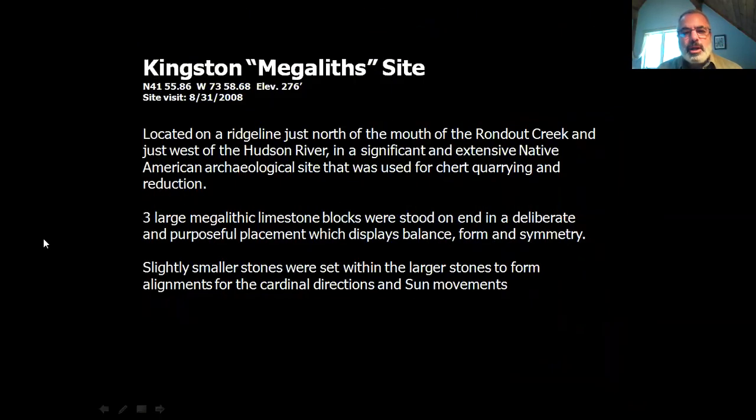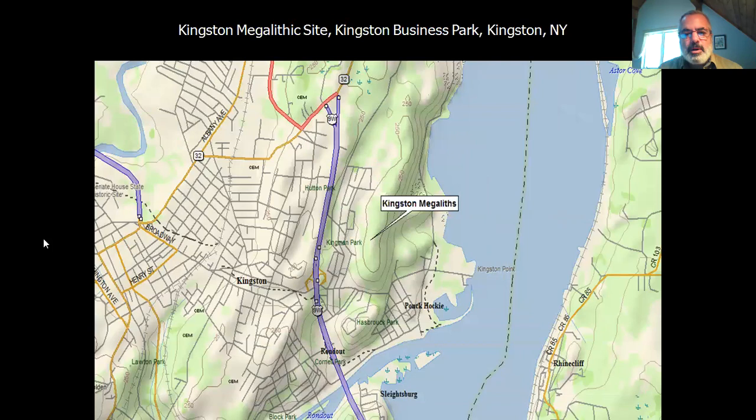So the Kingston Megaliths are located above the mouth of the Rondout Creek, where it empties into the Hudson River. It is an area along the ridgetop where significant Native American discoveries have been made, including a lithic industrial reduction site. A couple of burials were discovered up there, and a habitation zone as well. These three large limestone uprights seem very much deliberately placed and seem to display some balance, form, and symmetry. There's also a smaller stone oriented between the larger ones that seems to track the directions and the movements of the sun.